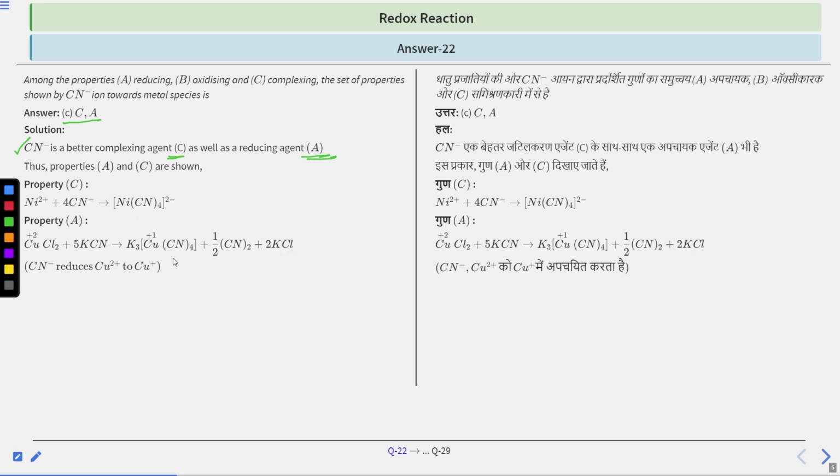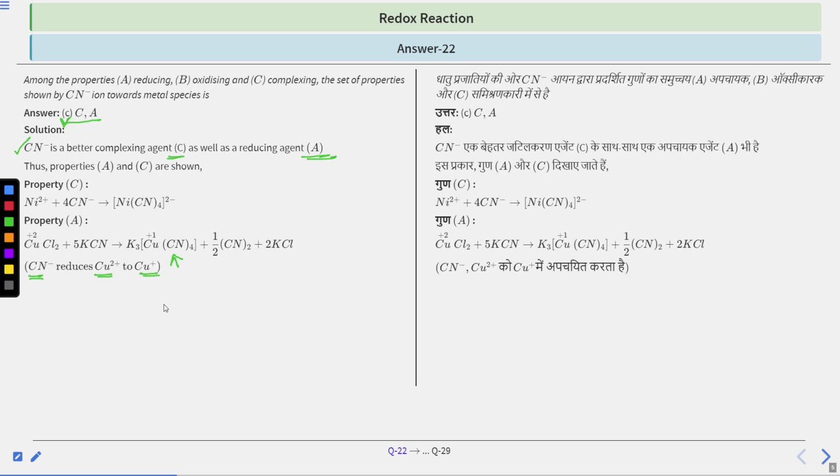So in this reaction, we have CN negative reducing Cu2 positive to Cu positive, right? So it is acting as a reducing agent, and thus these are the two properties: property C, the complexing property, and property A, the reducing property, which are shown by the CN negative ion. Thus the correct option is C, that is C comma A.